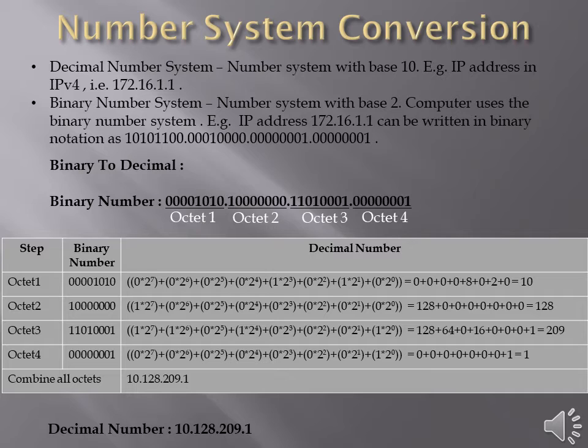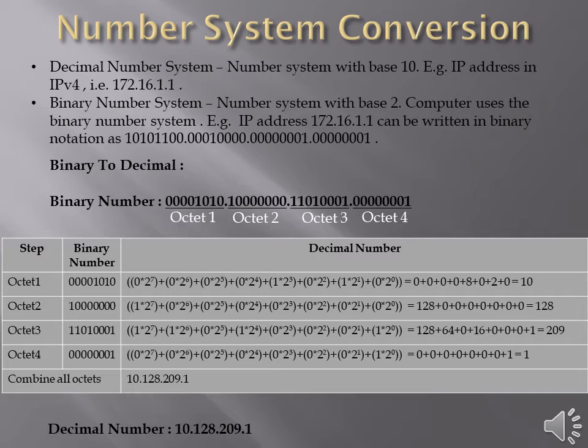Now similarly let's see octet 3, where the first bit is 1, second bit is 1, third bit is 0, fourth bit is 1, fifth bit is 0, sixth bit is 0, seventh bit is 0, and the last bit is 1. So you know that the last bit is 1, it means it will multiply by 1 into 2 raised to power 0. Then the seventh bit, which is 0, will be multiplied by 2 raised to power 1. The sixth bit is 0, 0 into 2 raised to power 2. The fifth bit is 0 into 2 raised to power 3.